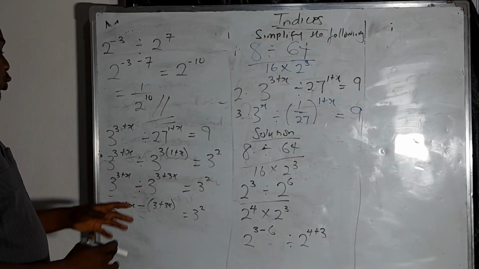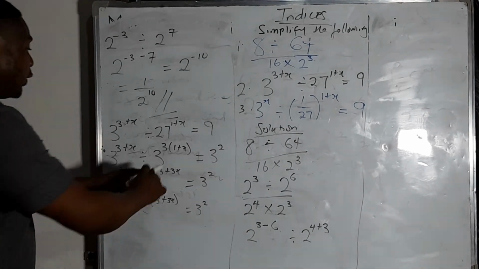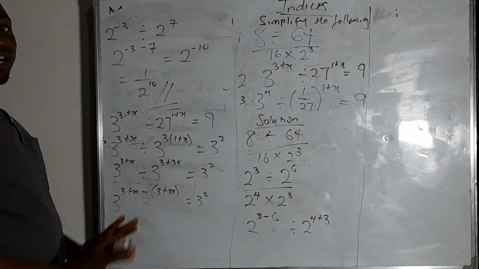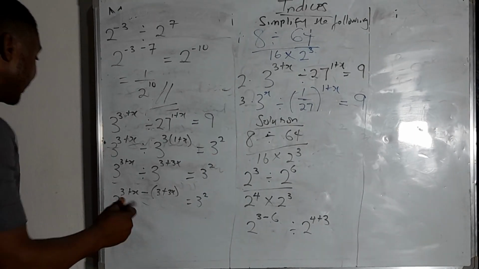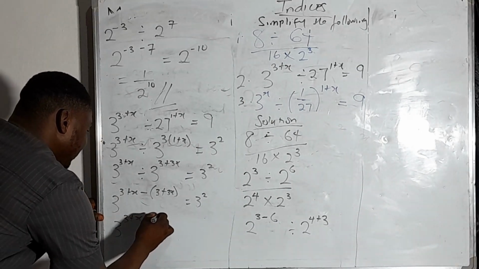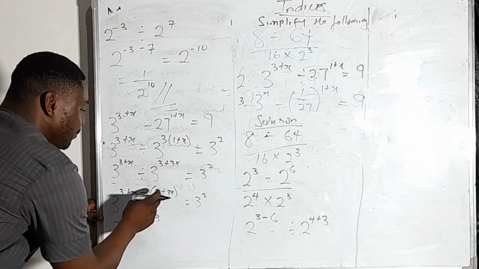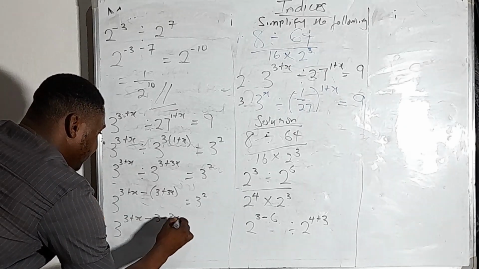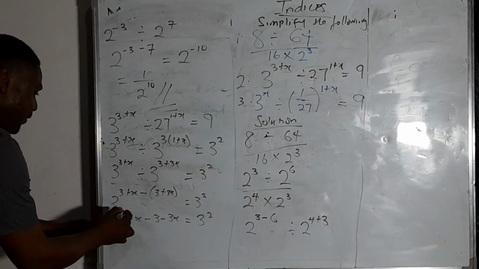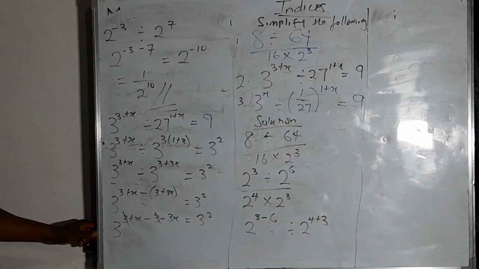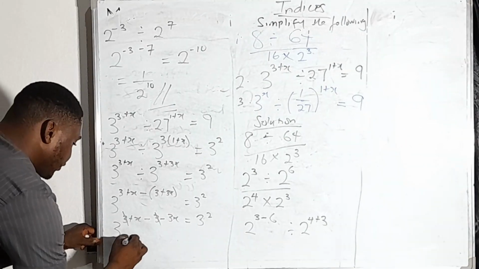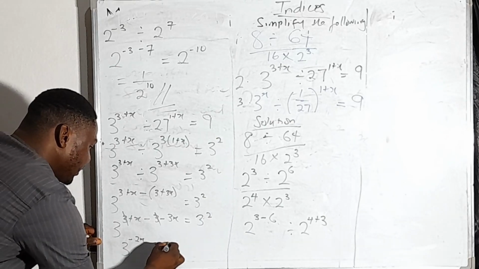You know, the division law says we should subtract. So it is always good for you to first apply the bracket so that you use the negative sign to open the bracket. There you will not make any mistake. So we have 3 raised to the power 3 plus x minus 3, that's minus x, plus, then minus x plus again is minus 3x, equals 3 raised to the power of 2. So from here, 3 minus 3 is equal to 0. So we have 3 raised to the power x minus 3x to give us minus 2x equals 3 raised to the power of 2.